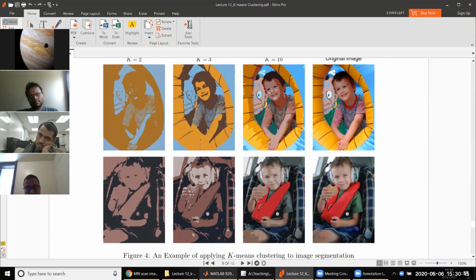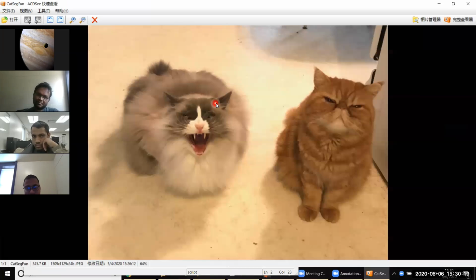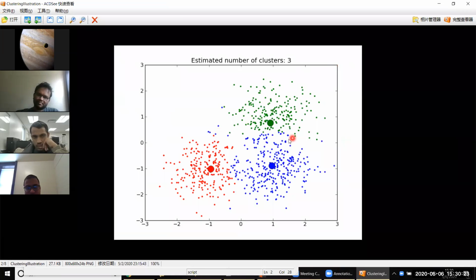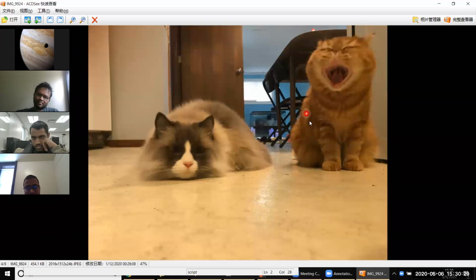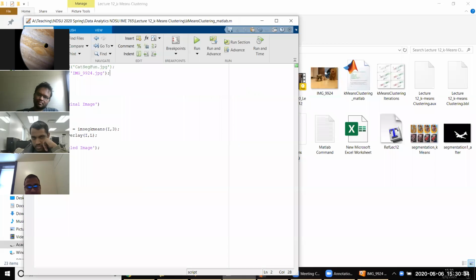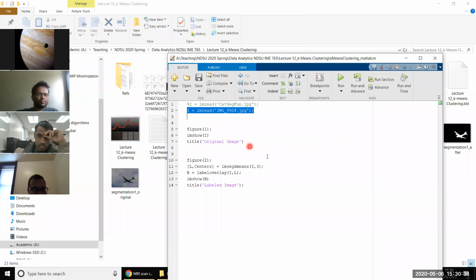Okay, let's see. First of all, let me show you my cute cats. These are the original pictures. This picture, this one is crazy, and the other picture, this one is yawning. So now let's do the k-means clustering for them to see what's gonna happen, to see if my baby cats will then be tigers.